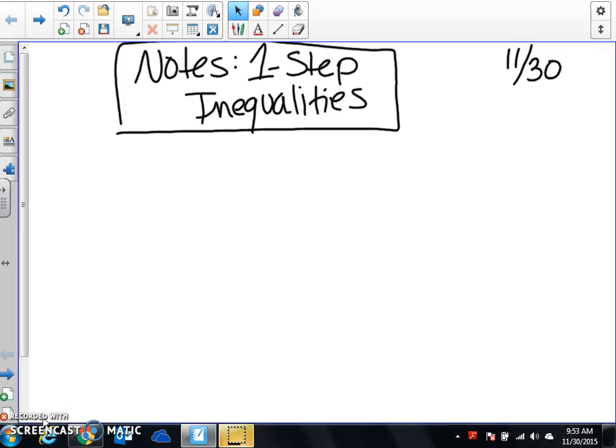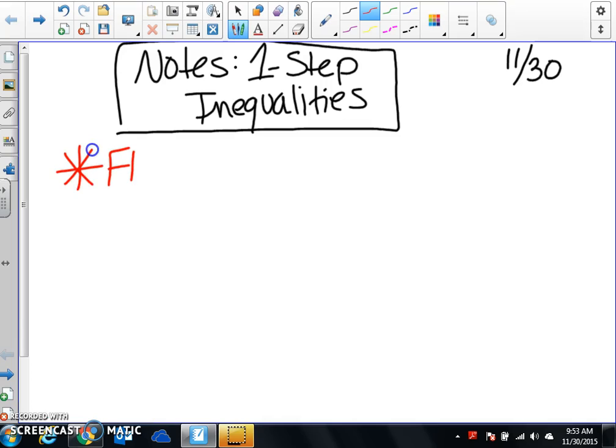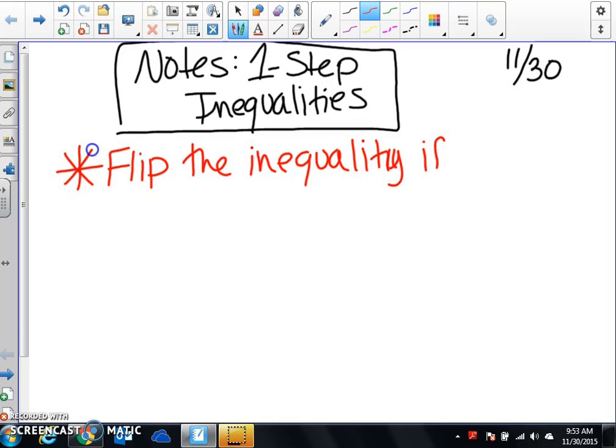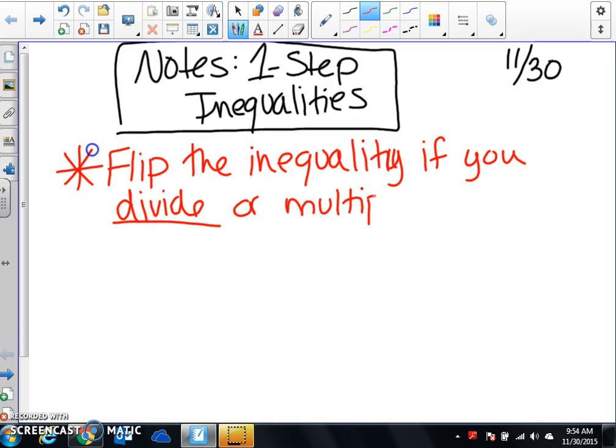Alrighty, inequalities are almost identical to solving equations. The biggie here is the only difference is that you flip the inequality if you divide or multiply by a negative.